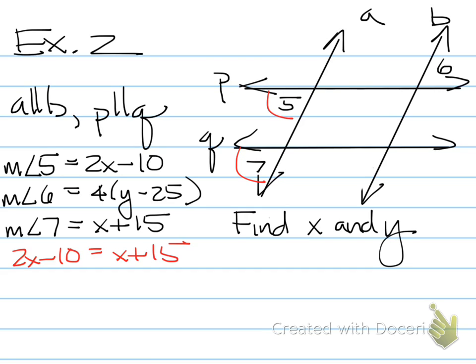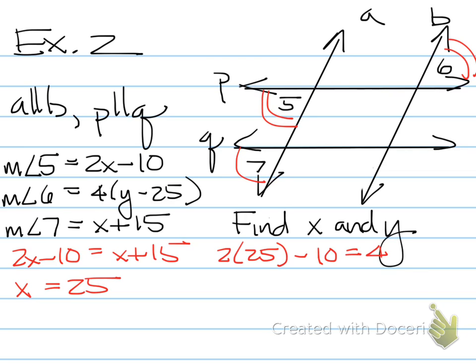So since 5 and 7 are corresponding angles, we can set those two expressions equal to each other. Subtract x from both sides to get x on the left side. Add 10 to both sides to get 25 on the right side. Now that we know that x is equal to 25, I can plug that value of x into the expression for angle 5. So that'll give me 2 times 25 minus 10, and then set that equal to the measure of angle 6, since those two angles are alternate exterior angles. So alternate exterior angles are congruent if the transversal is intersecting parallel lines.